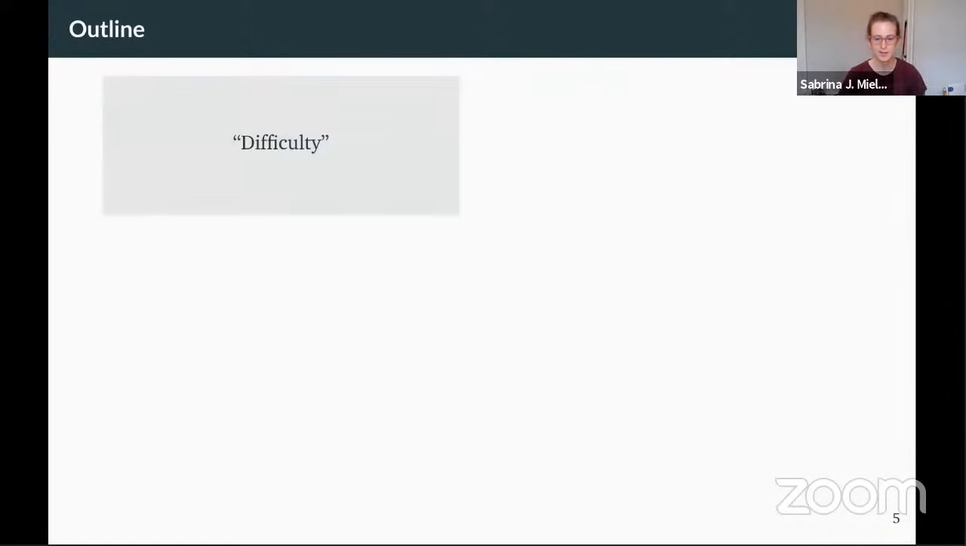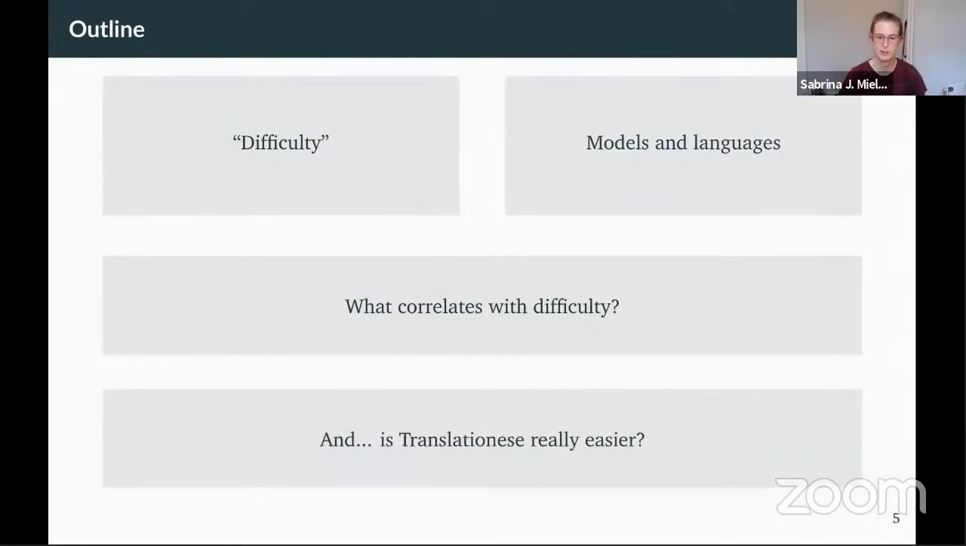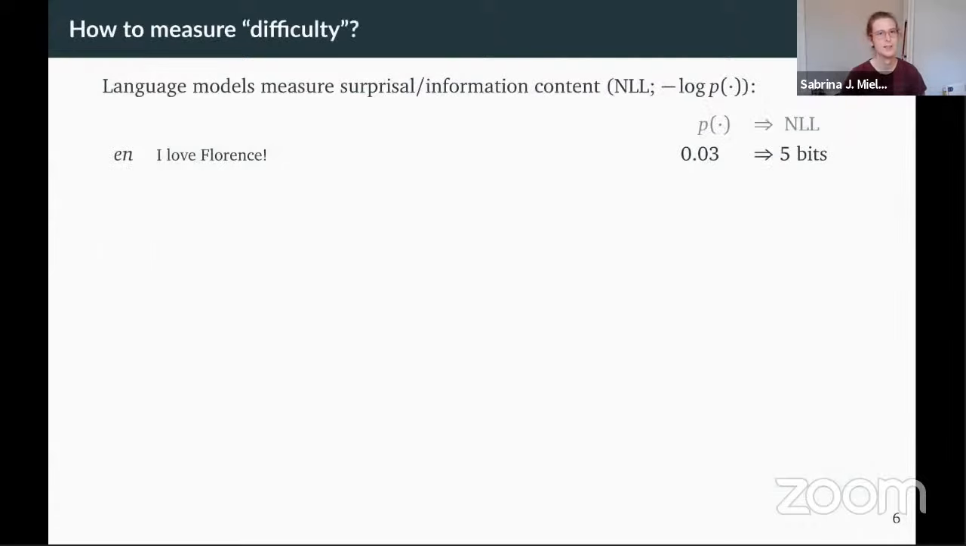So that's the outline of this little section. We're going to define difficulty. We're going to talk about what models and languages we used, and then see if we find these correlates with difficulty, and finally look at Translationese. So how do we measure difficulty?